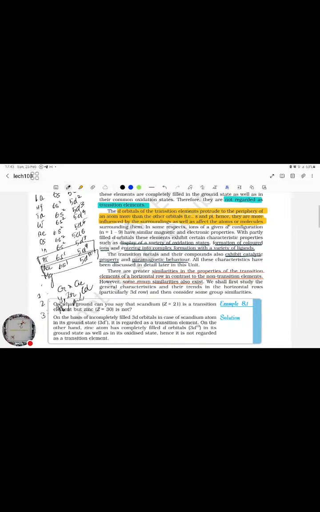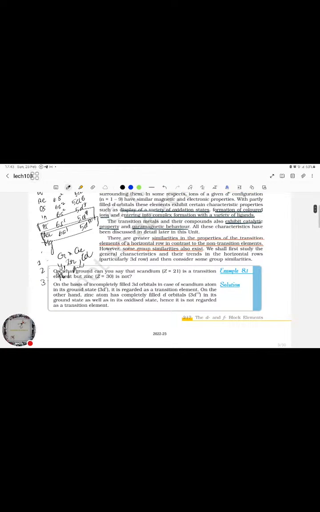states. So basically, the elements in the d block have certain characteristic properties, because they have the property of protruding into other elements' atoms due to their shape. So they are able to display a variety of oxidation states, form colored compounds, enter into complex formation with a variety of ligands. The transition metals and their compounds also exhibit catalytic property and paramagnetic behavior. All these characteristics have been discussed in detail later in this unit.